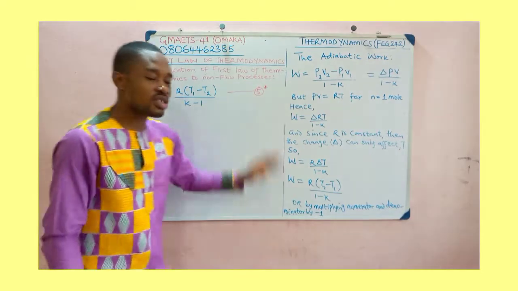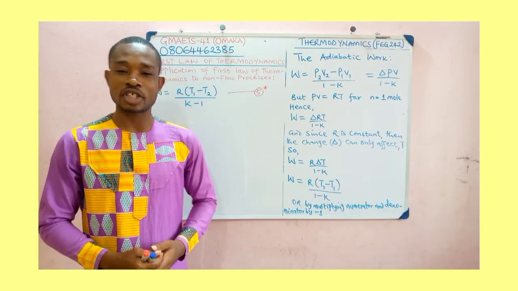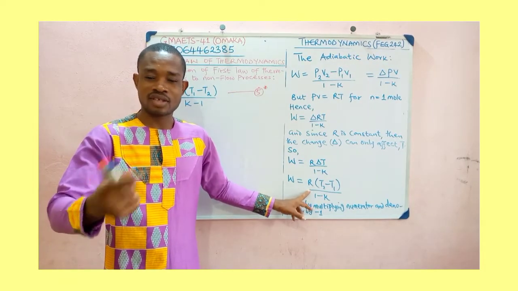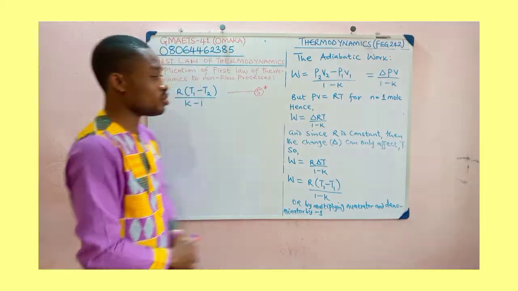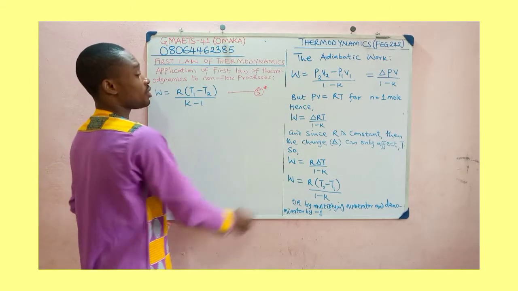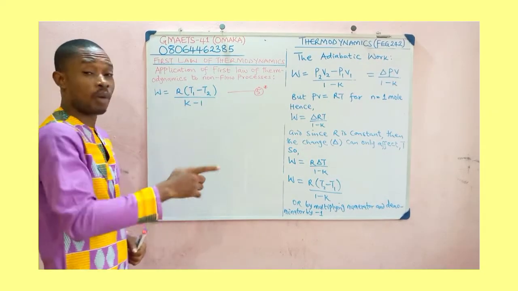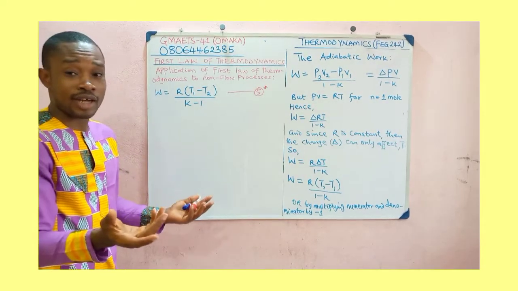So this equation 5 star is also another formula for adiabatic work in terms of what? Temperature. This equation and this equation are the same thing. Is that okay? It's just the change that was introduced as a result of multiplying numerator and denominator by minus 1. Okay, I prefer using the T1 minus T2 format, because this K, I don't know the value, it may be greater than 1.